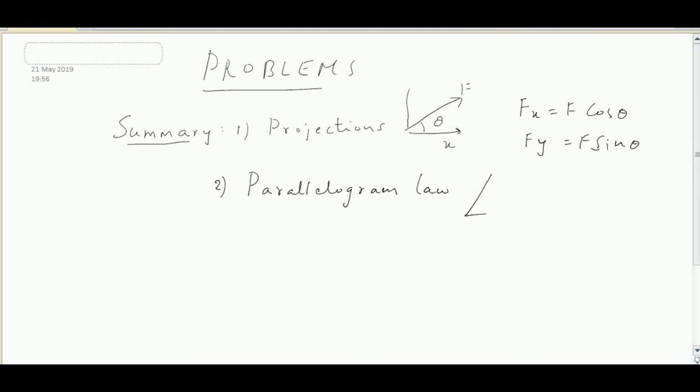The next thing is the parallelogram law. In the parallelogram law, P and Q forces are acting at an angle theta and the resultant is acting at an angle alpha with the horizontal force. In that case, we obtain the resultant R equal to root of P square plus Q square plus 2PQ cos theta. Theta is the angle between the two forces which are acting initially.